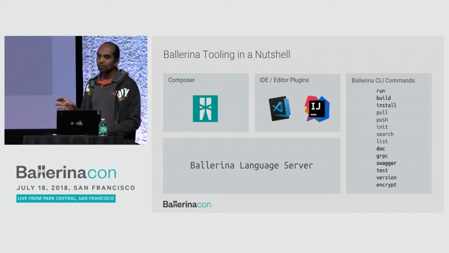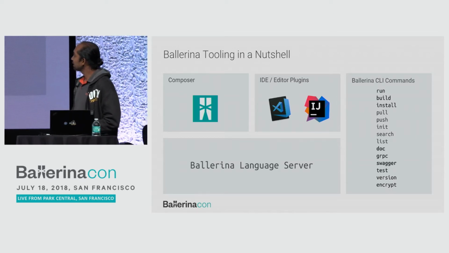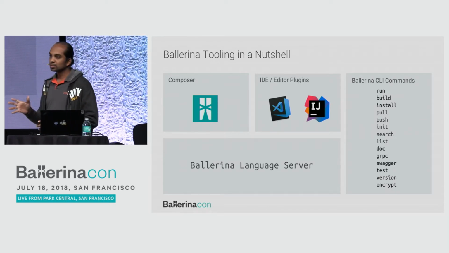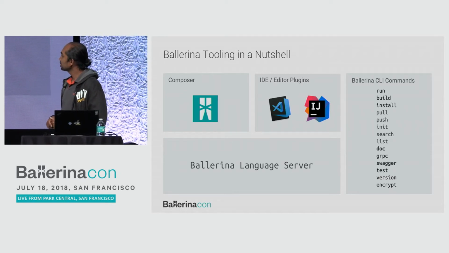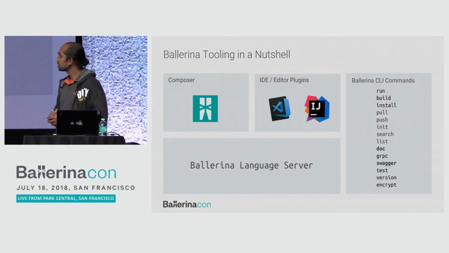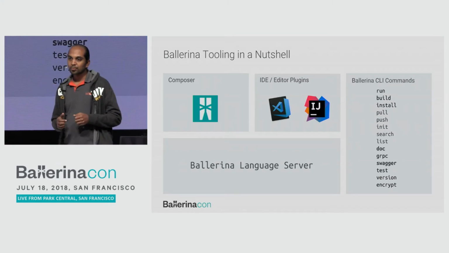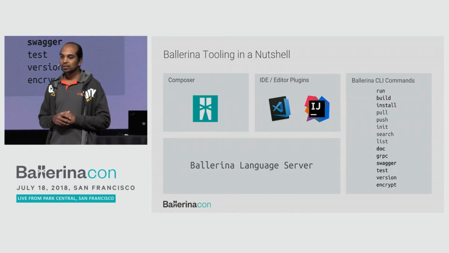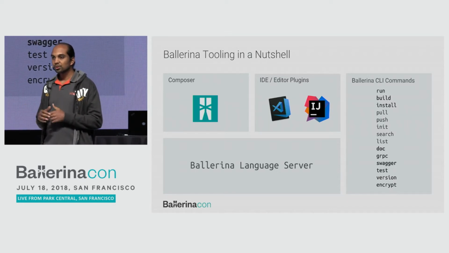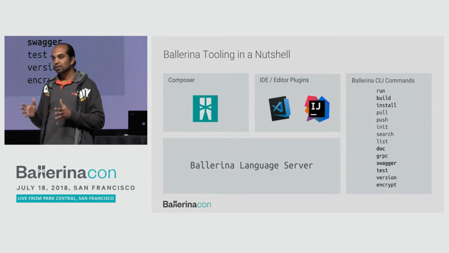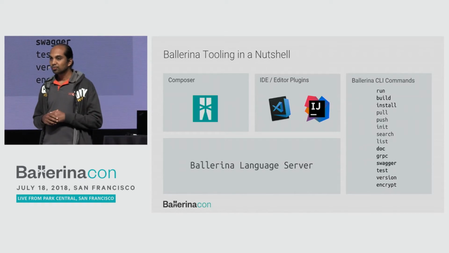As you can see, we have three editors. Composer is one of our own editors that we specially wrote for Ballerina. The main purpose of it is to streamline integration development. And then we have two editor and IDE plugins. One is VS Code and another one is IDEA. Each of these plugins is fairly matured as of now, and they have comprehensive language support.